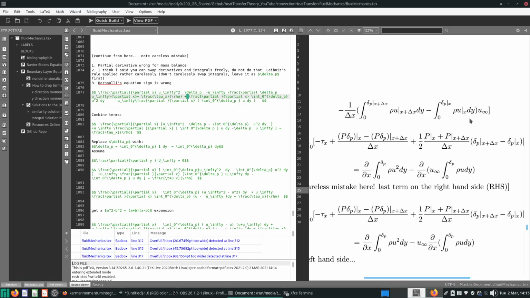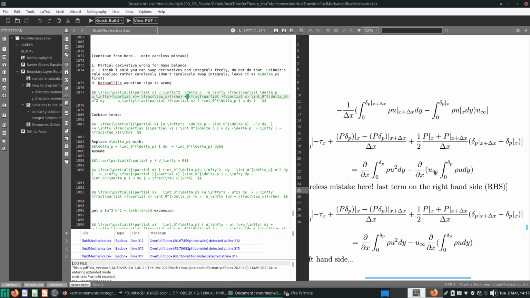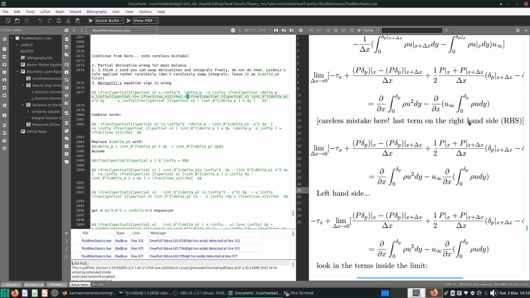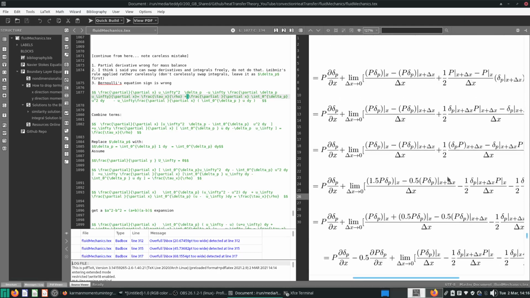This thing is supposed to become a derivative, okay? But u infinity wasn't part of that derivative, okay? U infinity isn't part of the derivative, so u infinity, I accidentally copied and pasted it here. All right, I accidentally copied and pasted it in here. So this u infinity should be outside the derivative, okay? So that's a careless mistake here. The last term on the right hand side, the u infinity should be on the outside. So yeah, that's one.